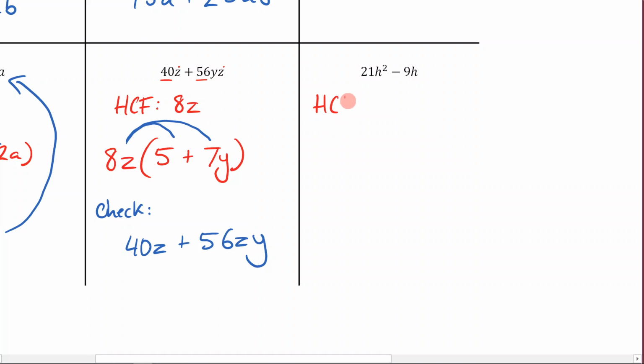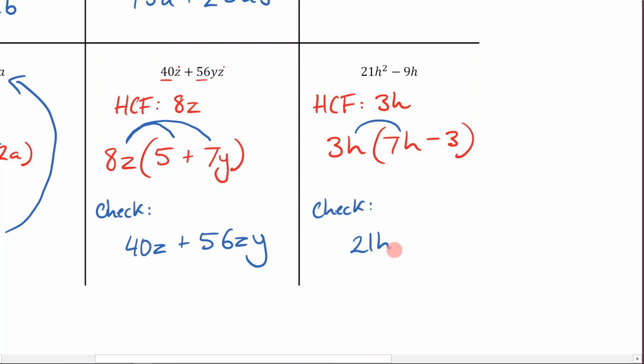Our highest common factor here, if we've got 21h squared minus 9h, my highest common factor is going to be 3h, because 3 for the number, and then I can pull h out of them as well. So 3h, then this is going to be 7h, and this is going to be minus 3. Let's check our answer. 3h times 7h is going to be 21h squared. 3h times negative 3 is going to be negative 9h. That is the same as that. We have done it correctly.